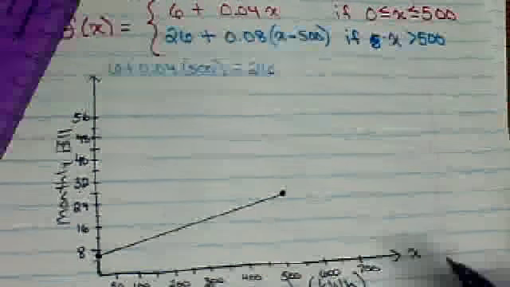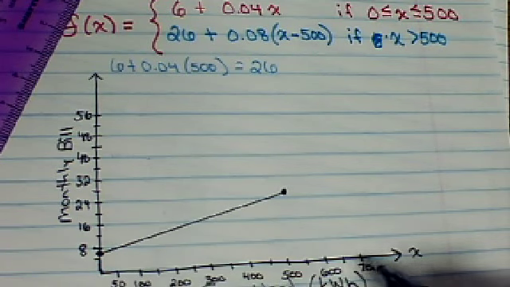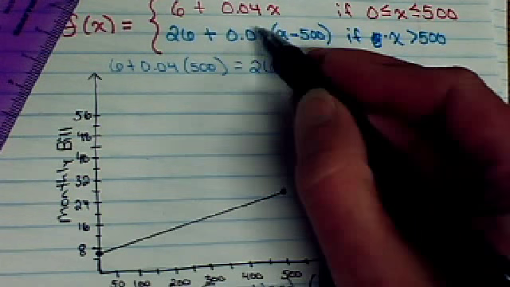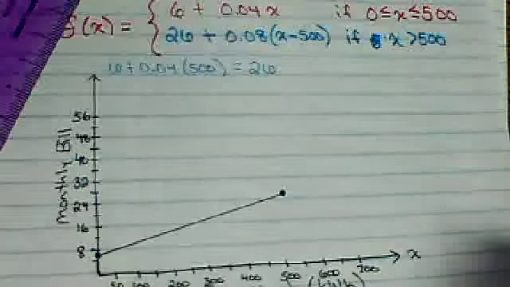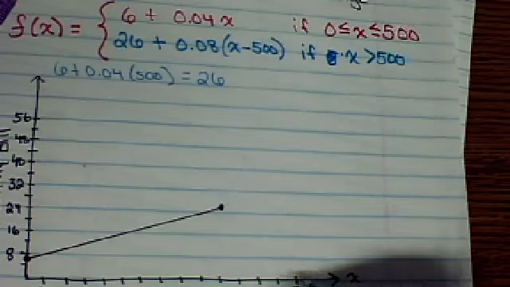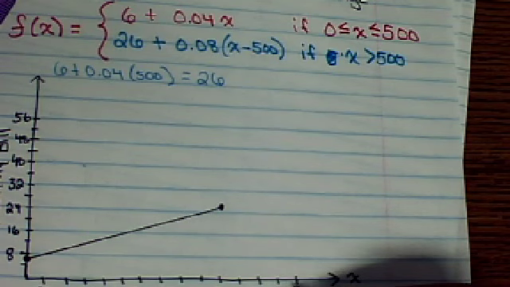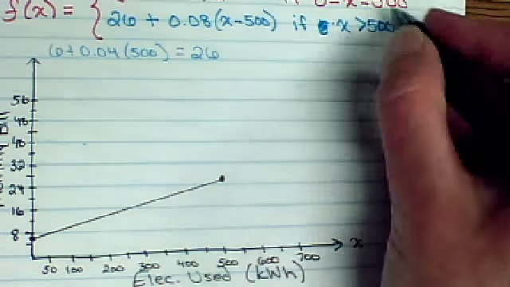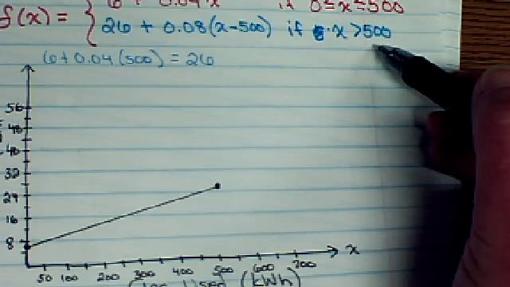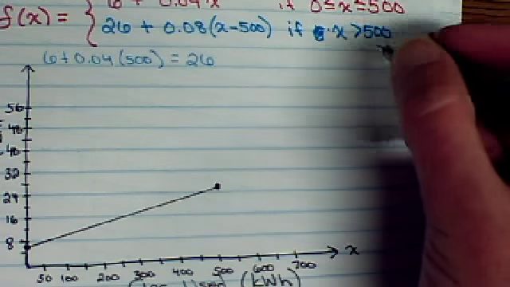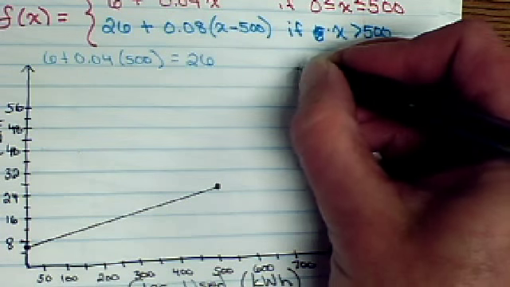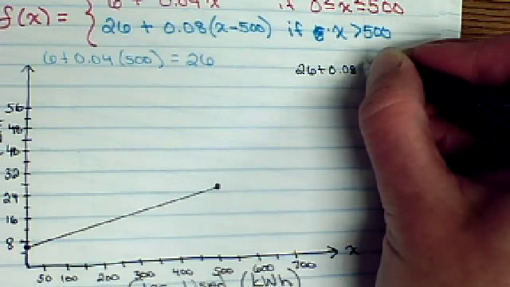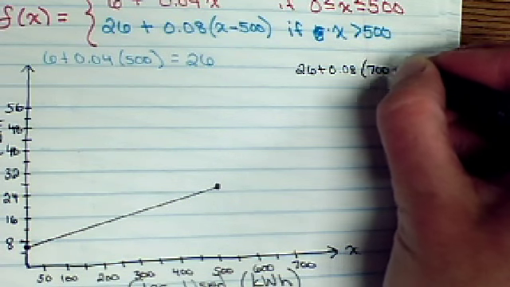Now, let's see if we can pick another point, because this one's going to start changing. That slope is changing to 8 cents an hour. So what if I picked another point, say 700? What would happen if I plugged in 700? Well, that's in that second category because that's over 500 hours. So 26 plus 8 cents for 700 hours.